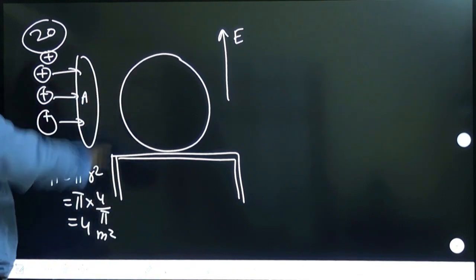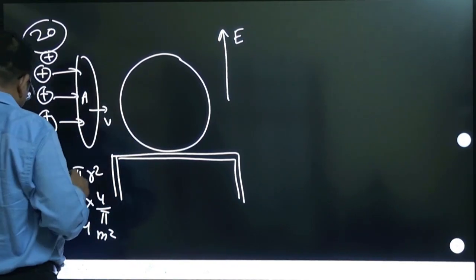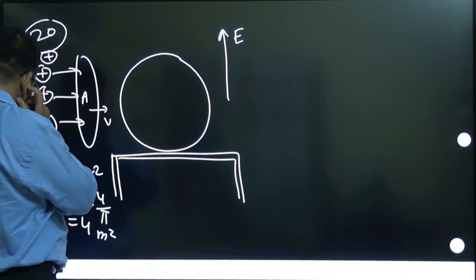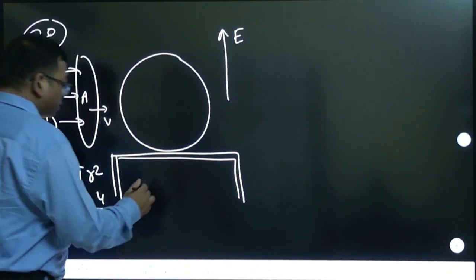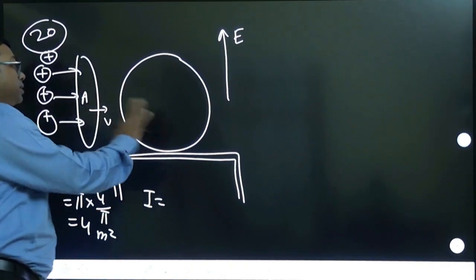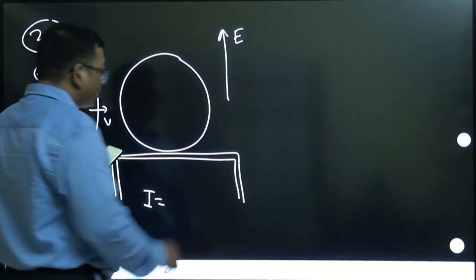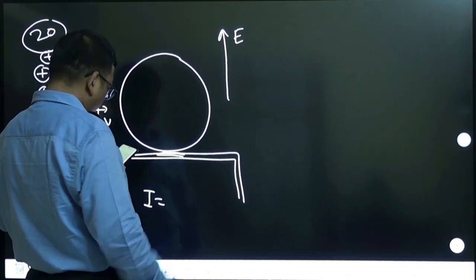Area of the beam is 4 pi r square, and it is going with some speed. That speed is given, and density is also given, charge density. So try to find out the current here, how much current will be coming. The question is that friction is sufficient so that it cannot move here and there. Time in which it will get lifted up.